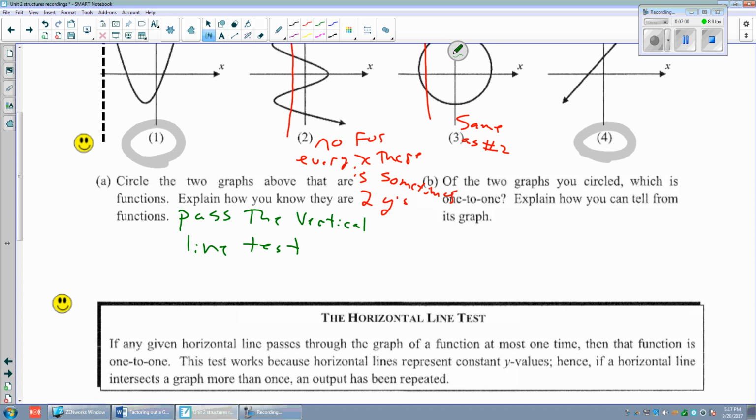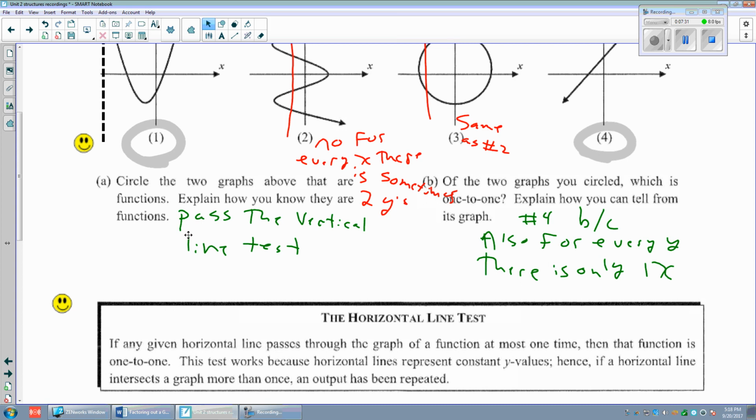Okay, of the 2 graphs that we just circled, which function is 1 to 1? For every x there's one y, and for every y there's one x. Well, I'm going to say it's number 4, because also for every y there is only one x. For every x there's one y, for every y there's one x. Okay, that's what a one-to-one function means.